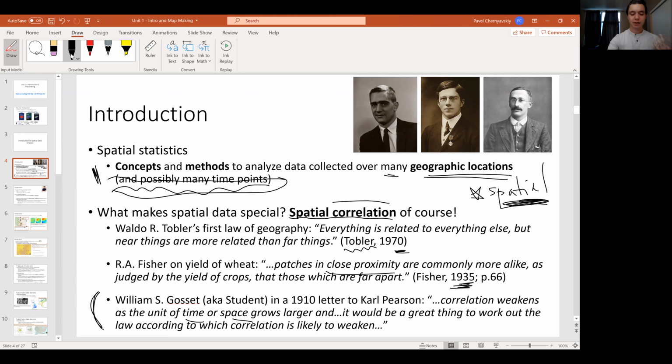So what Dr. Gossett is describing is actually a correlation function. And I wonder if I can get that in with my stylus. Let's try.